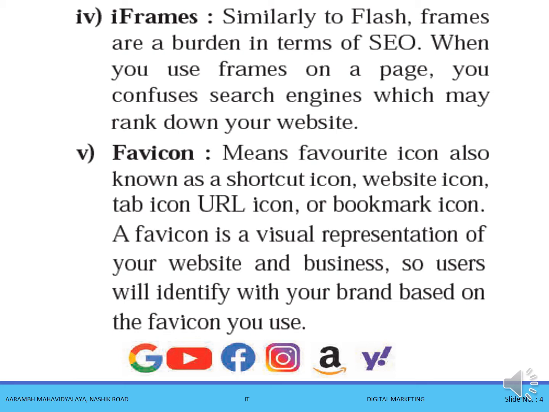Next one is the favicon. Favicon means specific icons indicating specific websites. Here, the first icon, G, is the most popular icon. It is used for Google. Then the next icon is used for YouTube. This is used for Facebook. It is used for Insta. It is used for Amazon and this is for Yahoo. Similarly, you can set your specific icon for your website so that, besides the content, your website has a brand look.